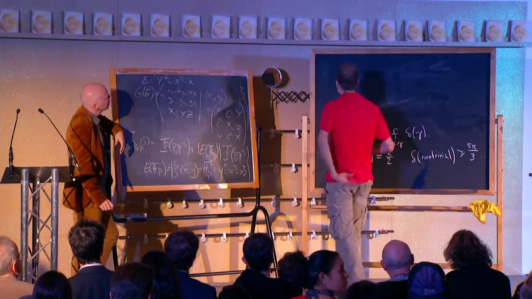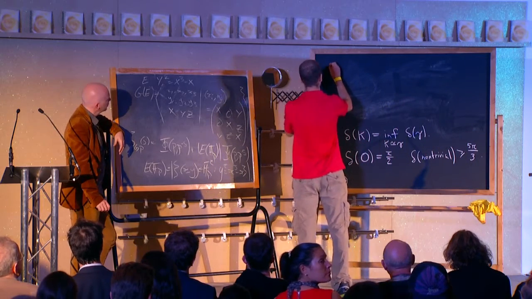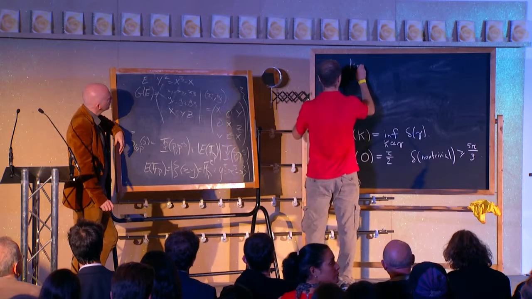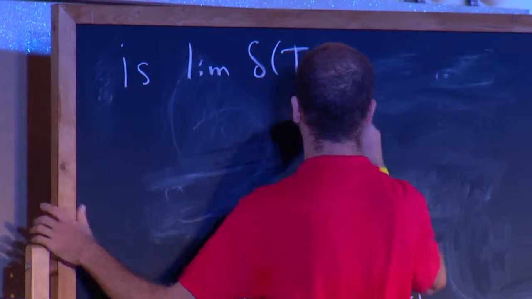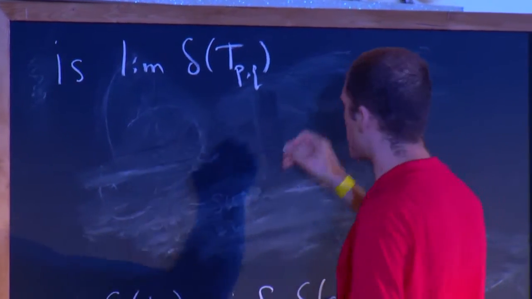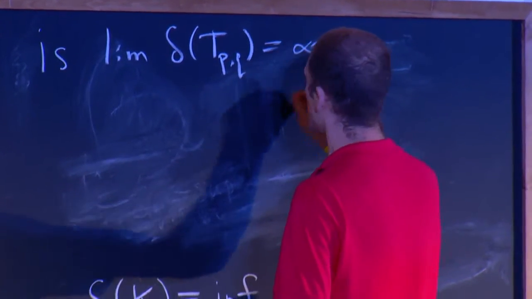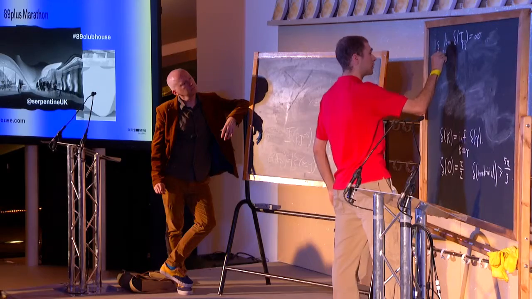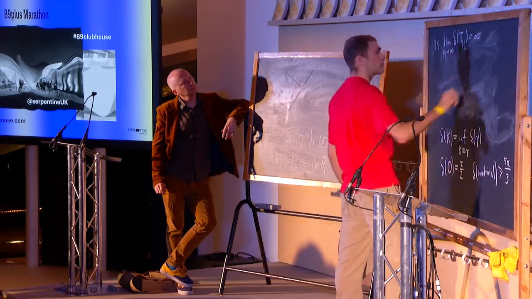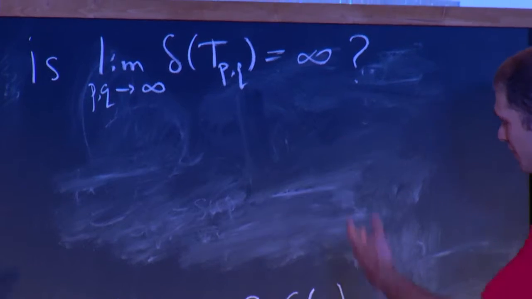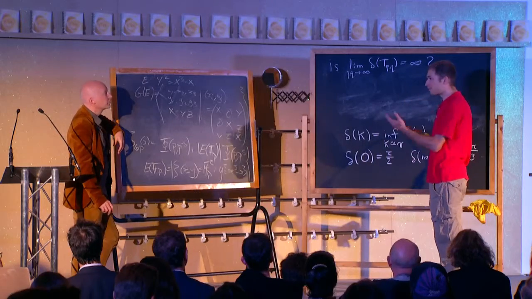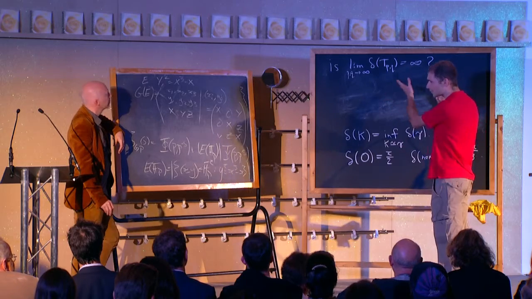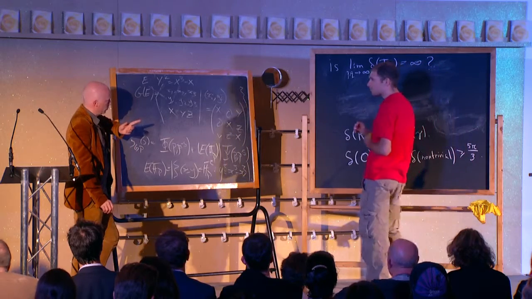So he asked specifically, is the limit of the distortion of the PQ torus knot, which I'll define in a minute, equal to infinity, as P and Q go to infinity? So in particular, this is a specific class of knots whose distortion goes to infinity. Each one of them is finite, but they go to infinity. So that was his question.